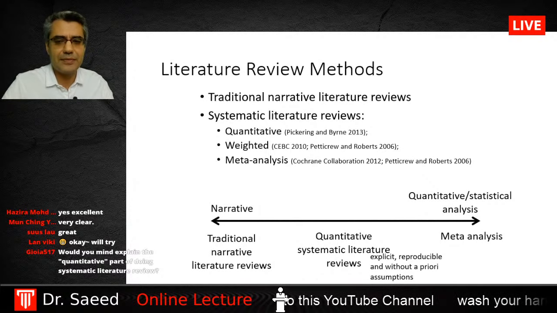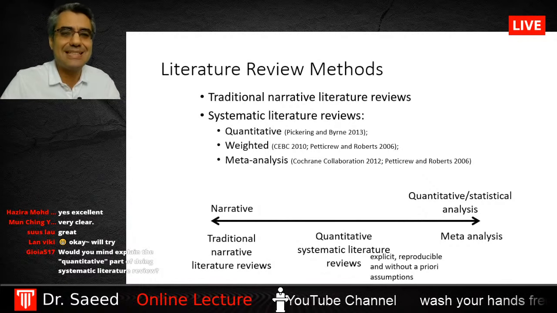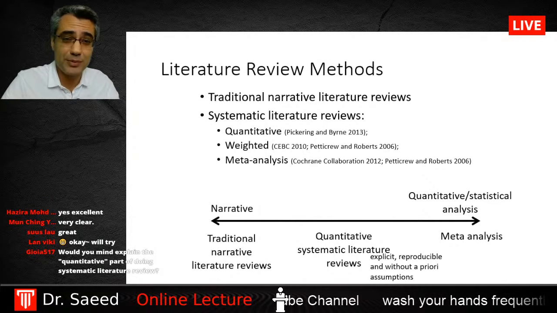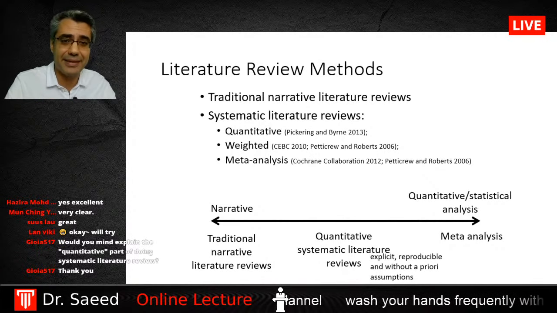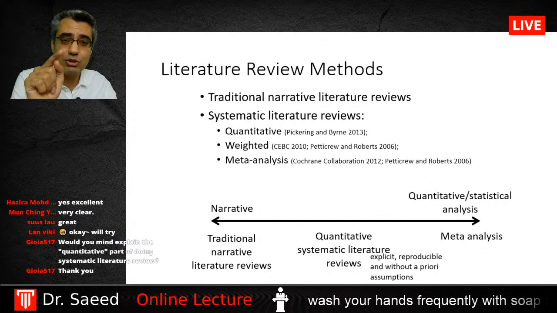What are quantitative systematic literature reviews? This means there is a system for doing it. Why am I saying step by step? Why is the name of this workshop like that? It's not because I want to teach you step by step, but because even a systematic review is a step by step thing, right? So there is a system. So what is the role of the researcher?